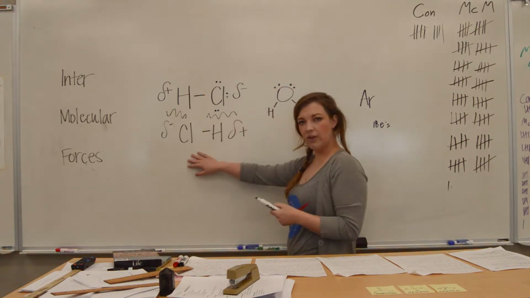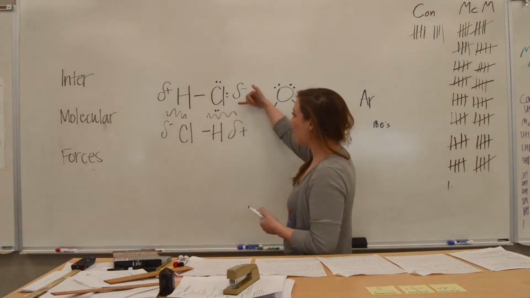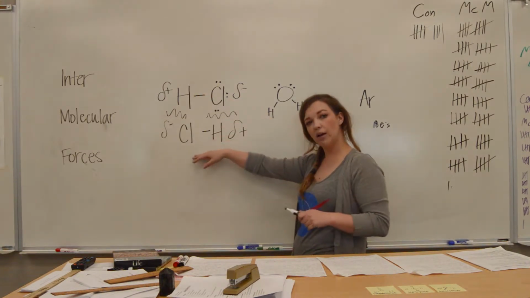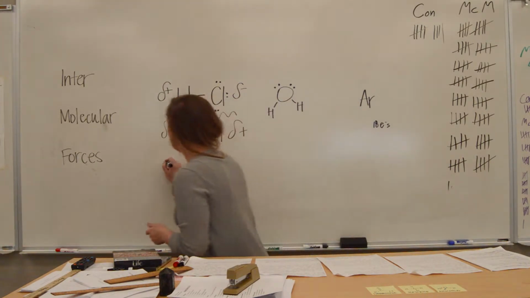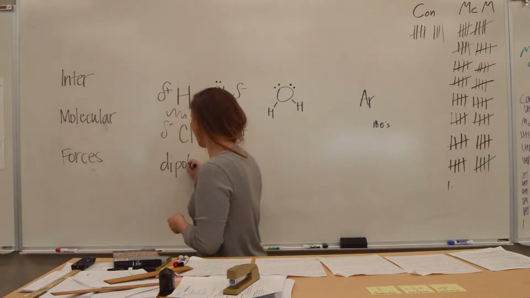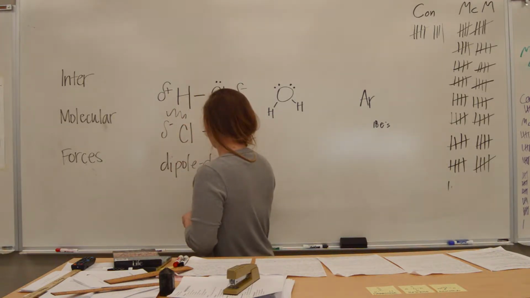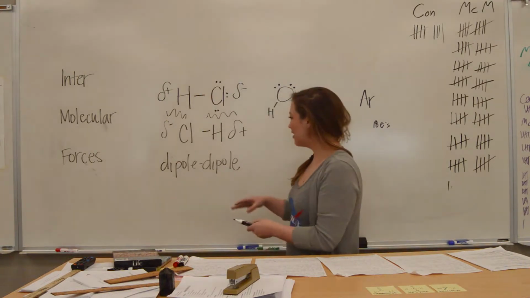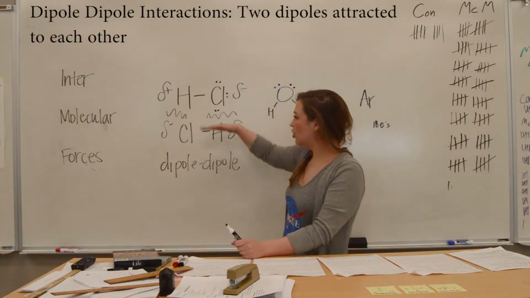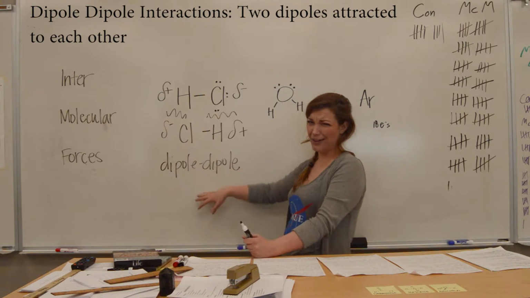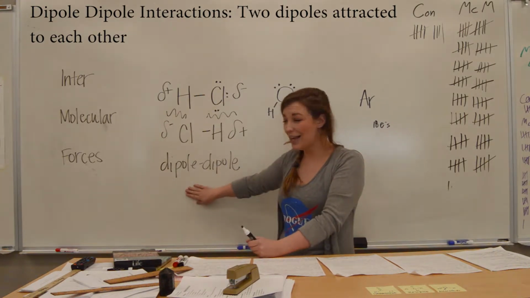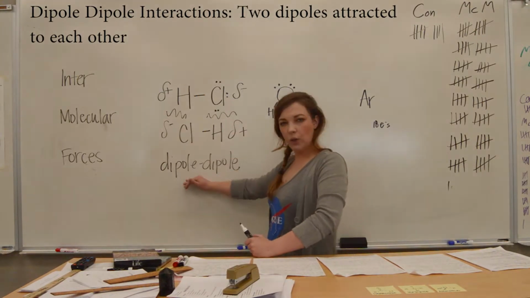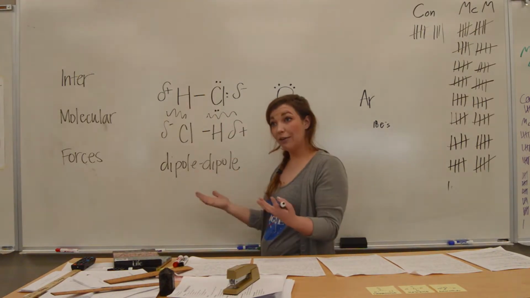So this type of intermolecular force where you have what we call a permanent dipole that doesn't go away, that is just part of the molecule, these are called dipole-dipole interactions. Not dipole, but dipole-dipole. Because we have one dipole then attracted to another dipole, and that's why we're saying it twice. So don't let that confuse you too much. So if you have polar molecules, they're going to exhibit dipole-dipole intermolecular forces.